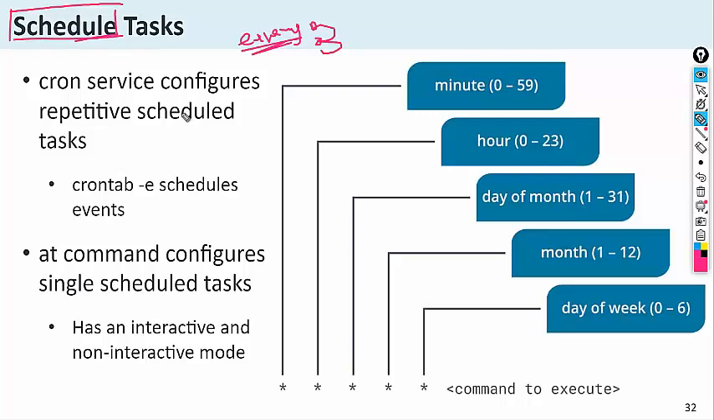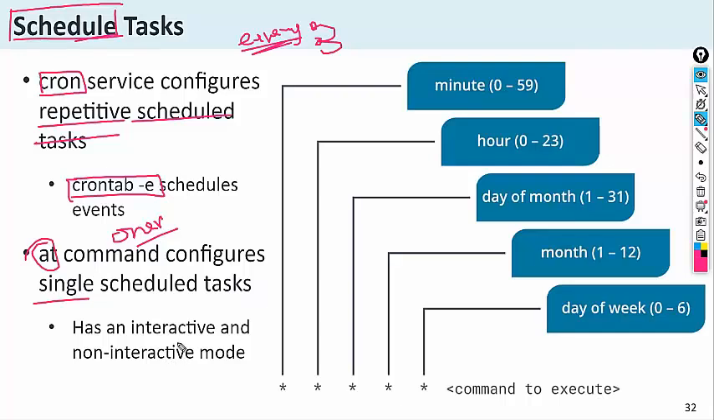Scheduling in Linux happens using the cron service. The cron service configures repetitively scheduled tasks. You can use the crontab -e command to schedule events. Okay, this command can configure a recurring schedule. Another command is the at command, which is used to schedule a task at a specific time, one time only, and it has interactive and non-interactive modes.